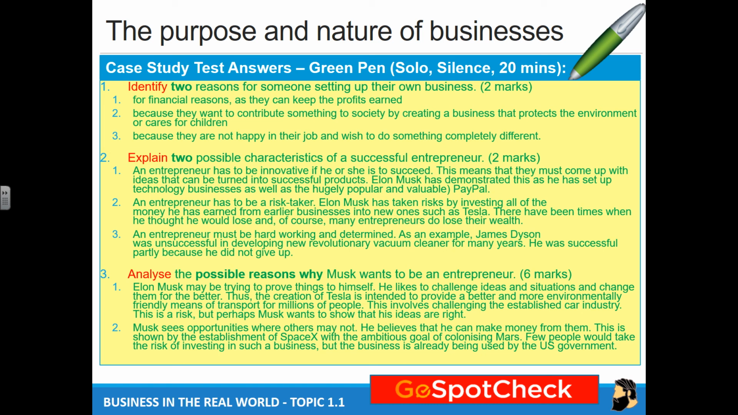This is shown by the establishment of SpaceX with the ambitious goal of colonizing Mars. Few people would take the risk of investing in such a business, but the business is already being used by the US government. So something as far-fetched, something you would expect from a sci-fi film or story, he's already invested into it, and the US government's making use of it. He's making some money out of it. So he's seeing the potential, he's seeing something in the future, something that other people do not.